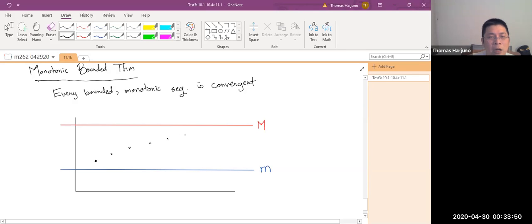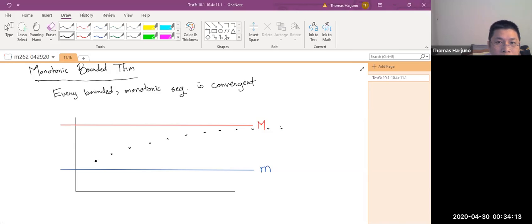Now notice that this guy cannot increase to infinity, right? It's increasing, but it's bounded at the same time. So eventually it has to stop somewhere. Agree? Now, I'm not saying that it will converge to M. It doesn't have to converge to M, because this M is just an upper bound, not the least upper bound. So it is possible that it actually converges to somewhere slightly below it.